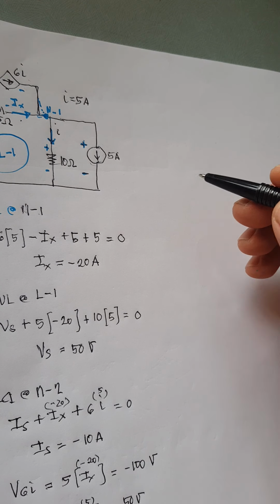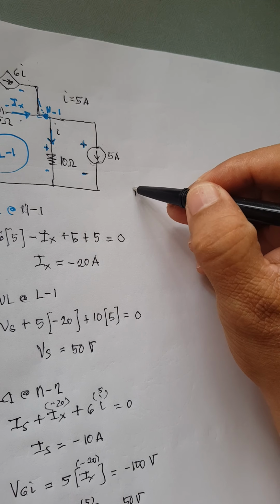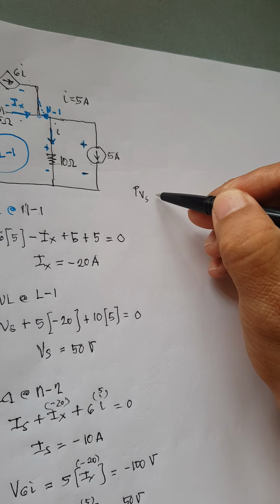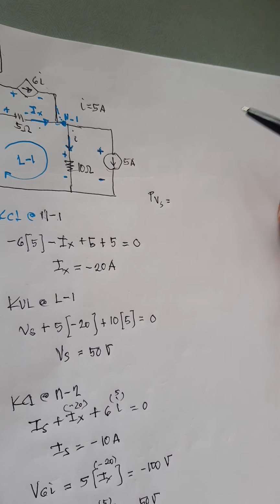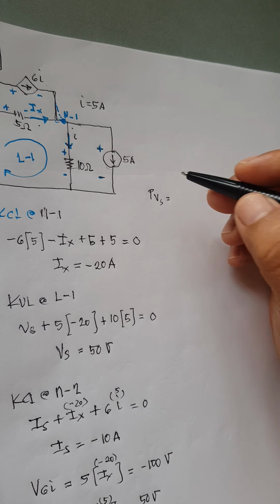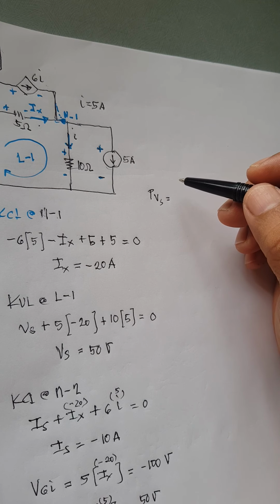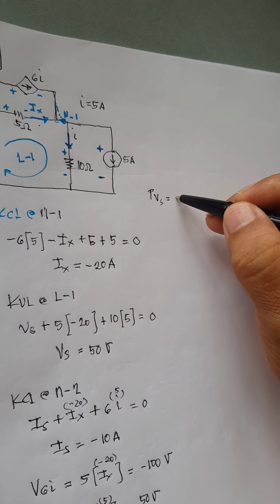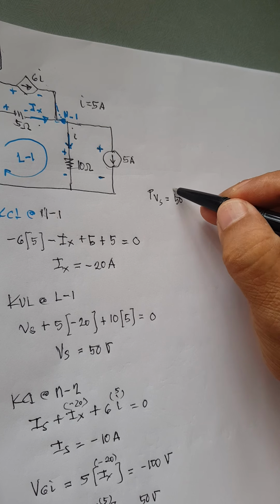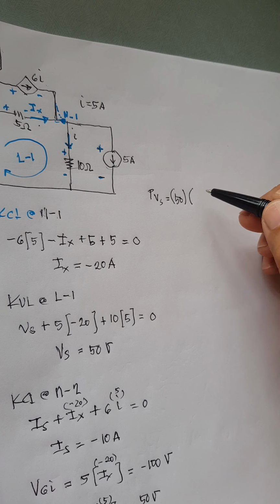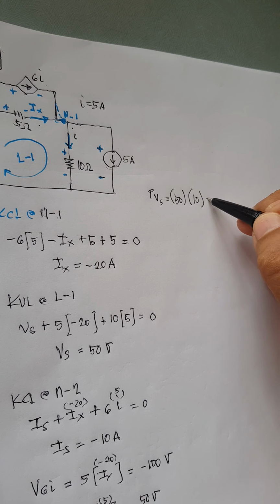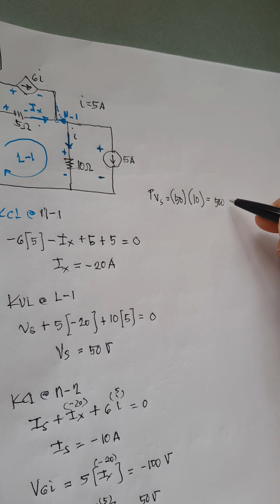Let us now calculate for the power. Power absorbed by the VS. Absorbed, why? Because of the direction of the current. So what is its voltage? VS is 50 volts. And what is its current? IS, 10. So this is negative 500 watts, and this is absorbing.